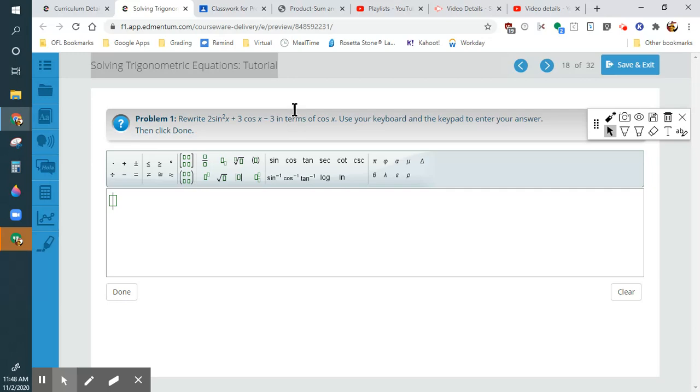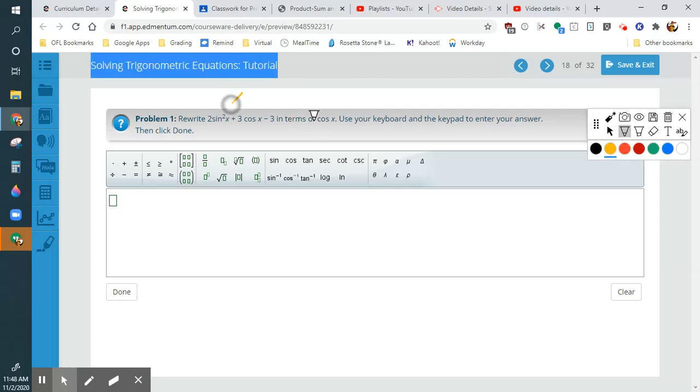One thing we can do when we're solving this is solve it in terms of cosine. We have this sine squared, so we can replace it. Sine squared x is the same thing as 1 minus cosine squared x. So I'm going to substitute it in here. So this becomes 1 minus cosine squared x plus 3 cosine x minus 3.